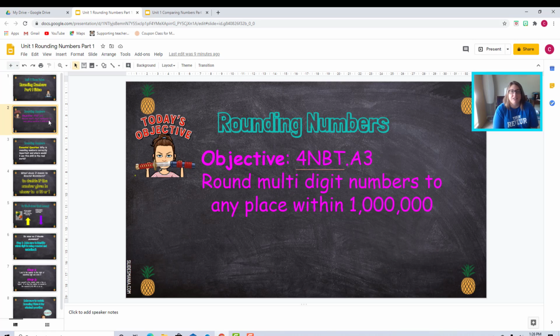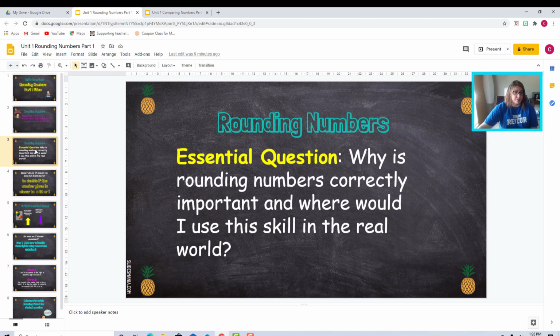So today's objective is going to be rounding multi-digit numbers to 1 million. Remember, in 4th grade, you have to be able to round and understand place value up to 1 million. Remember, 1 million is a 7-digit number.